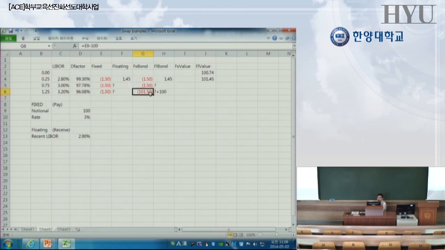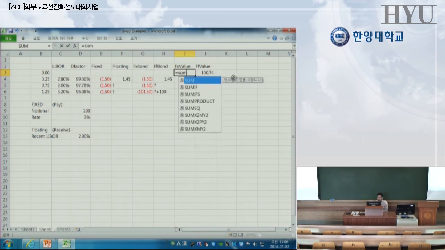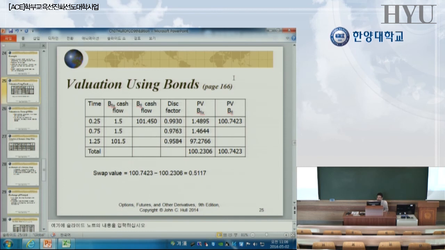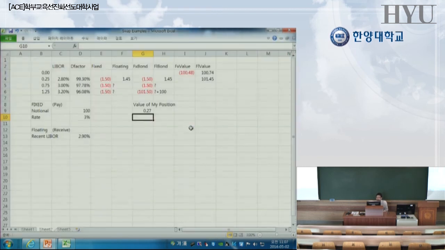This is known. We have the discount factor, this one. So the value of this fixed rate bond is the sum product of this one and this one, right? So therefore the value of my position is simply this one plus this one. So the value of my position is $0.27 million. So I think this slide is wrong. They messed up this discount factor. Okay. So this is very easy, right?